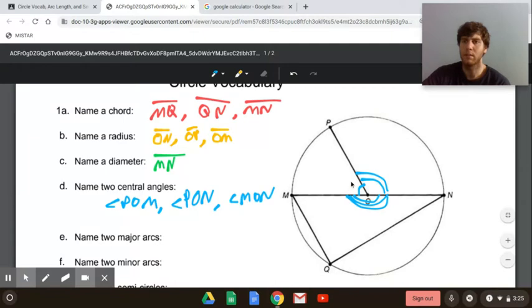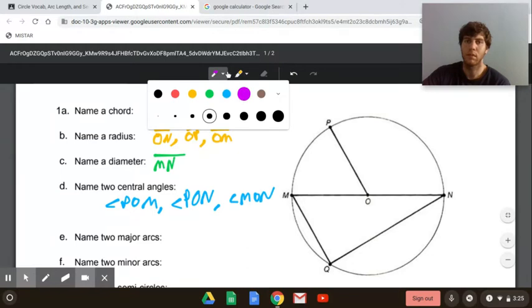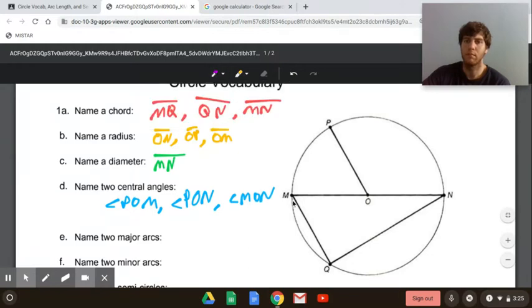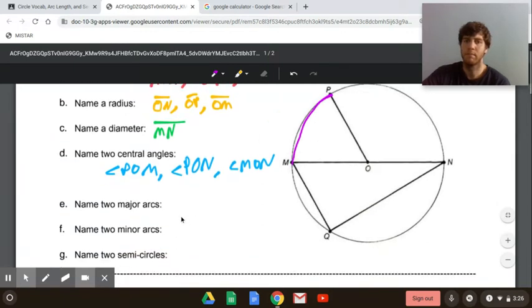Then we have arcs, so major arcs, minor arcs, and semicircles. If it's half, it's a semicircle. If it's less than half, it's a minor arc. If it's more than half, it is a major arc. Let's start with minor arcs here. An example for a minor arc might be PM. So you could have minor arc PM.